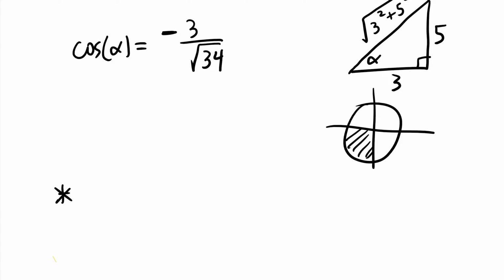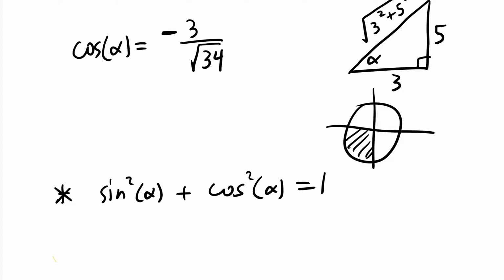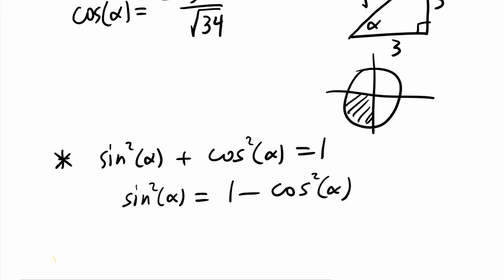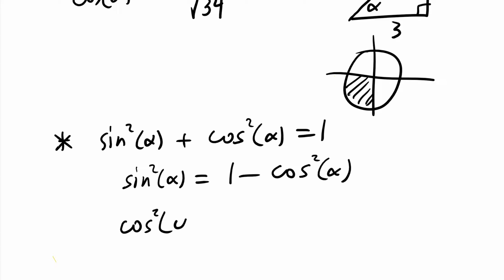Important to know, you already have notes with you, but keep this thing in mind, and its alternative forms, like sine squared alpha is 1 minus cosine squared alpha, and cosine squared alpha is 1 minus sine squared alpha. Keep those in mind, very important. You can use it several times.